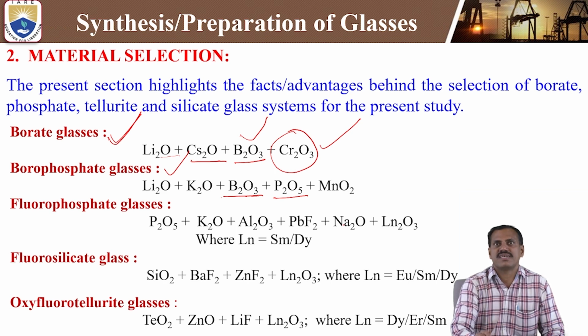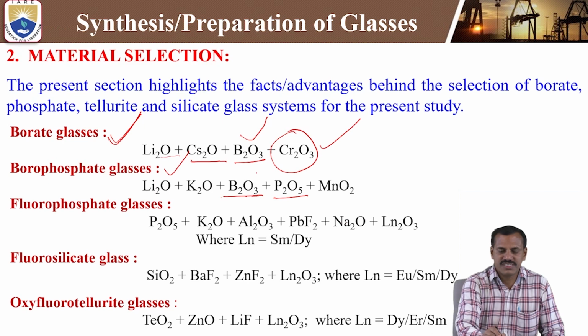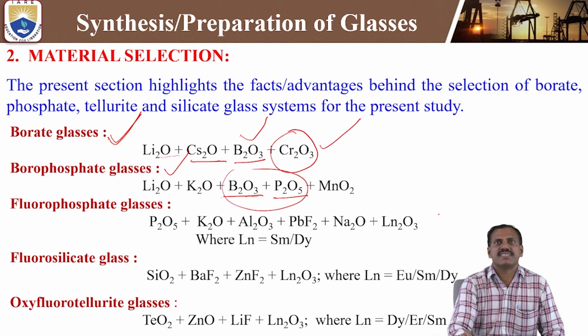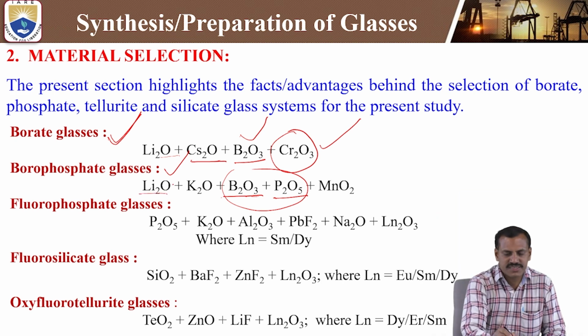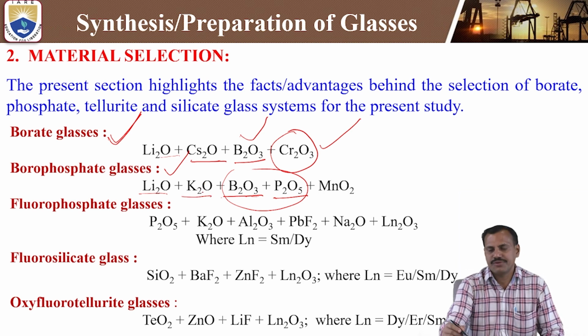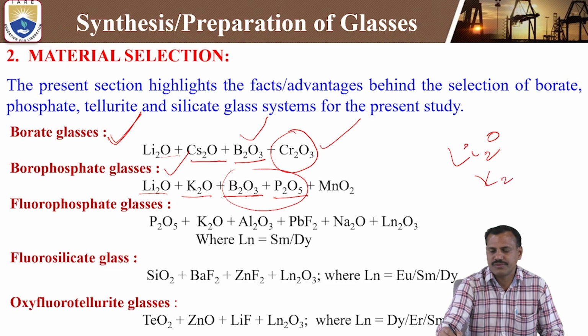So the major composition will be boron, that means B2O3, boron trioxide. Next, after that, phosphorus pentoxide, that is P2O5. So we are taking the major composition as B2O3 as well as P2O5. These are glass formers. In that we are adding glass modifiers: lithium oxide, Li2O, and potassium oxide, K2O. These act as the glass modifiers.